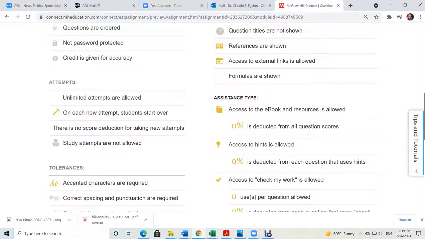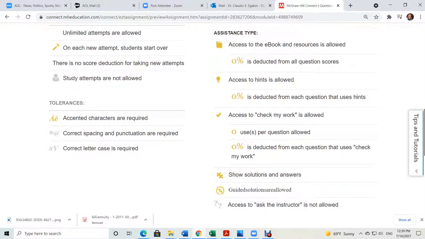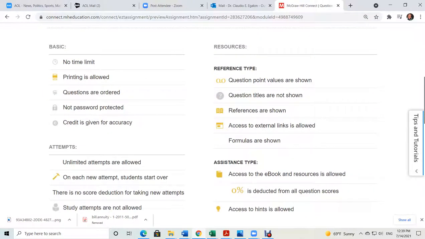There is no score deduction for taking new attempts. Yeah, see that? I might want to deduct points for each new attempt, otherwise everybody's gonna get 100%. Steady attempts. Okay, so I'm gonna look into that. Printing, it says zero uses allowed for question, huh? That's odd.